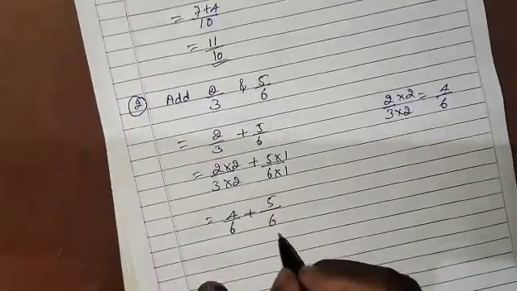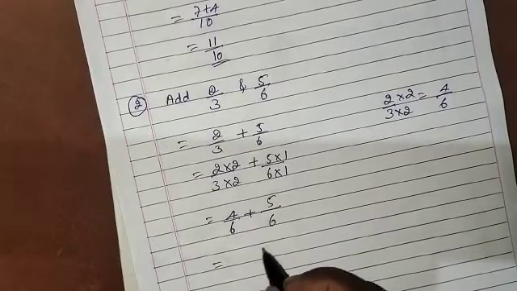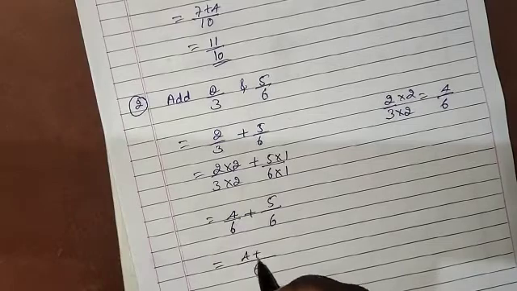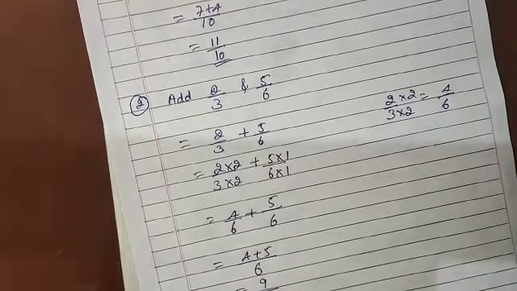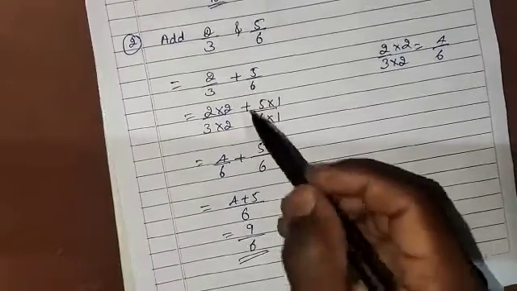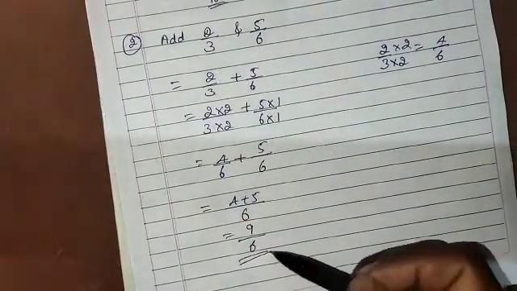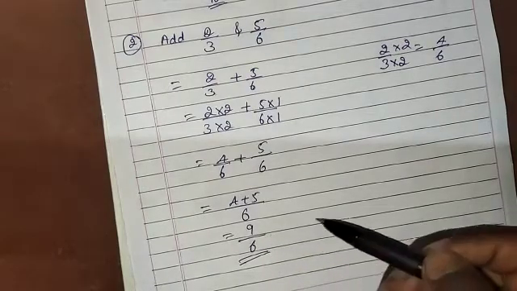Now these two fractions are like fractions, so we can easily add. 6 is the LCM and we add the numerators: 4 plus 5 is 9, divided by 6. 9 by 6 is the final answer. When we add these two fractions, we get 9 by 6. Thus we add unlike fractions.